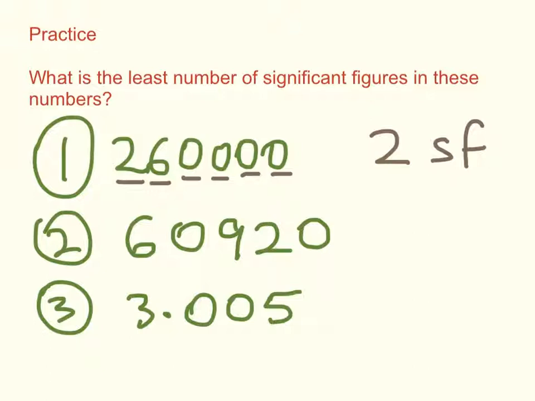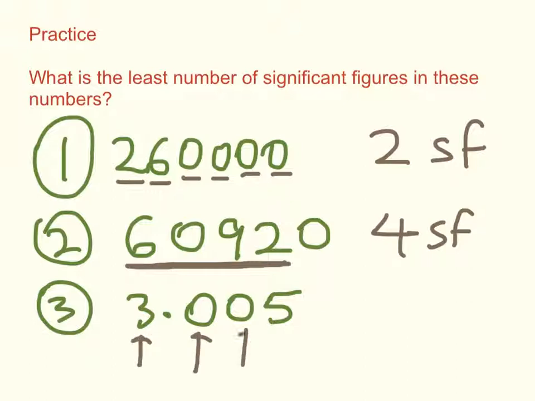Same idea in number 2. It could be 5 significant figures, but it's likely that it's been rounded to the nearest 10 and it's got 4 significant figures. In the third example, we know that there are 1, 2, 3, 4 significant figures. Okay, so the zeros in the middle mean something. They mean that there is exactly no tenth, 0 tenths and 0 hundredths. So here we've got 4 significant figures.